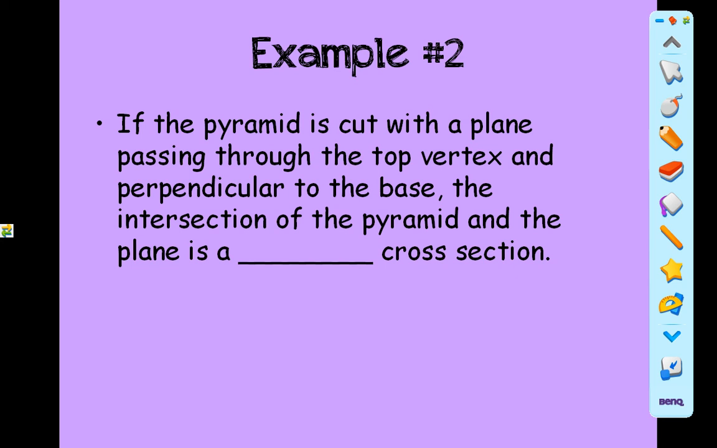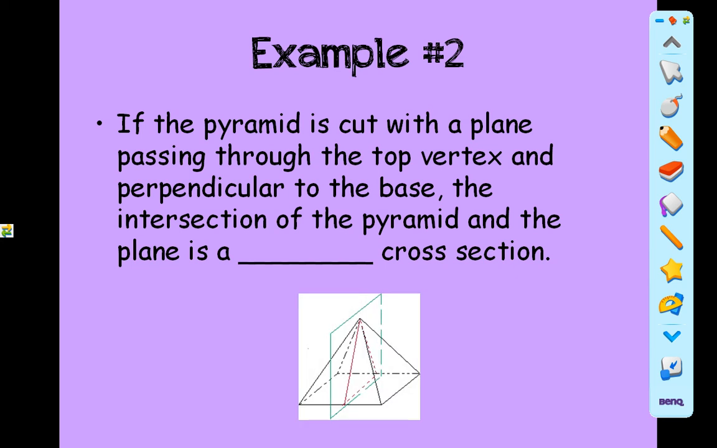Remember, if you're cutting with a plane perpendicular, it is going to take the shape of the lateral face. So what does the front face of a pyramid look like? It looks like a triangle. So if we were to cut this from top to bottom, perpendicular to the base, as you notice inside, that cross-section right here is going to be a triangle. If we were to cut it in half, open it up, and look at it, it would be a triangle.